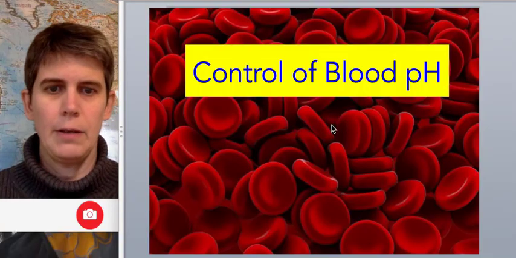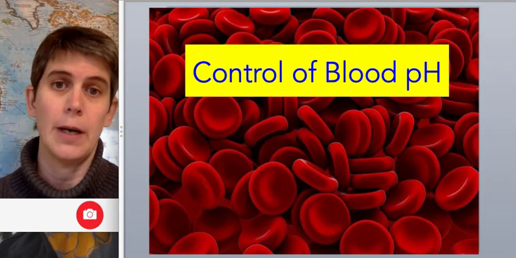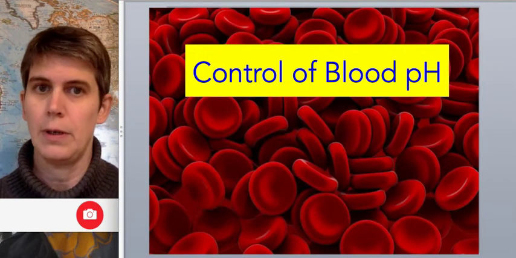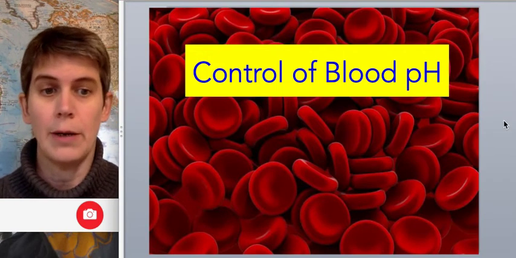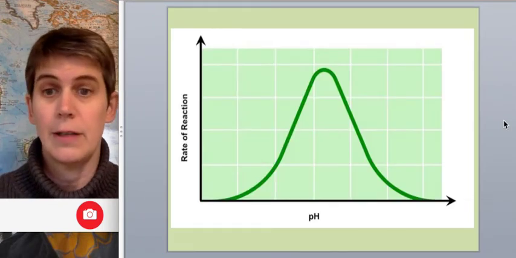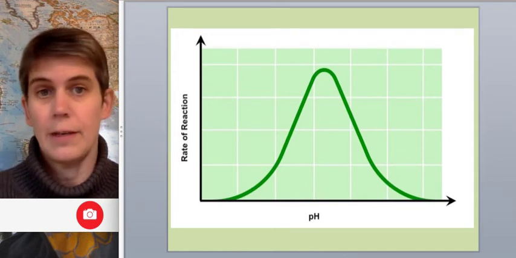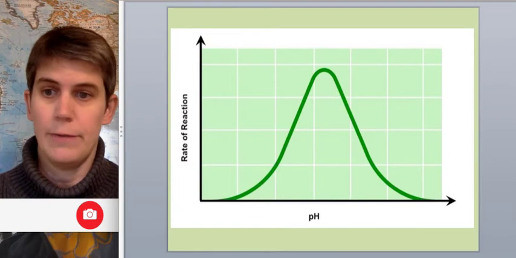Hi everybody. This video is about the control of blood pH, how your body controls the pH of your blood. First, let's be clear about why your body bothers controlling blood pH. It's because you've seen a million of these figures, right? Which basically show us that enzymes only work within a narrow range of pH.